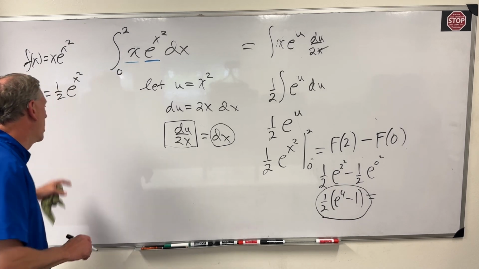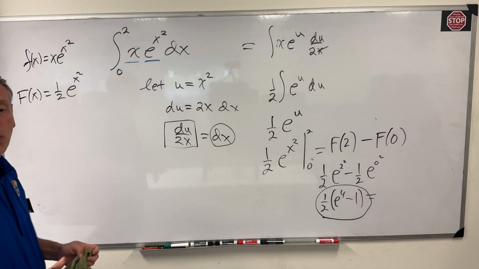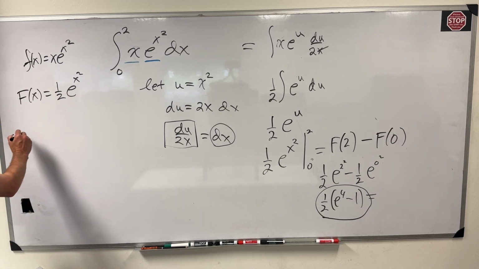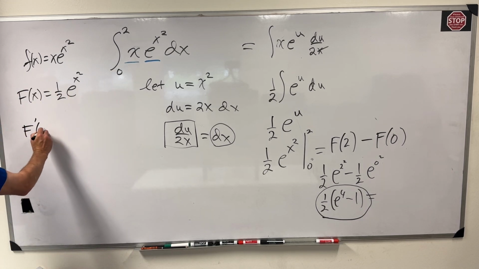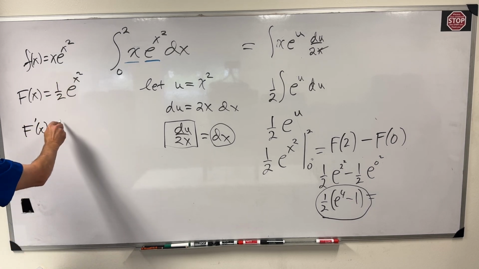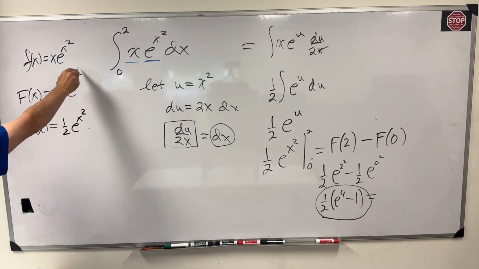Now, let's go back over here. I mentioned this to you, but we have this capital F of x. That's the way you label the integral of a function. If I take the derivative of this, f prime of x, we get the derivative of the whole, so 1/2 e to the x squared times the derivative of the inside.